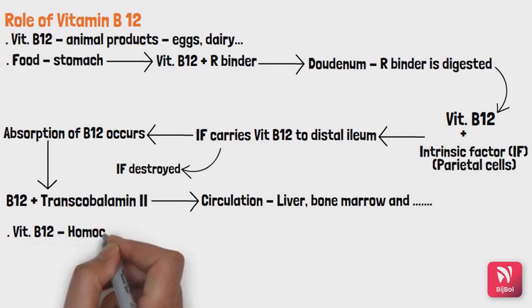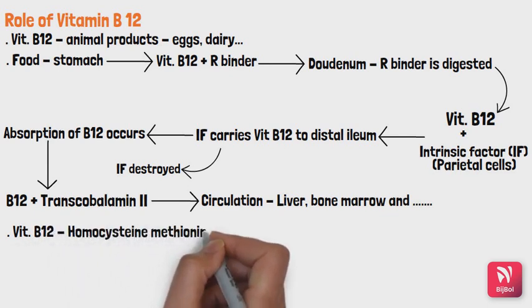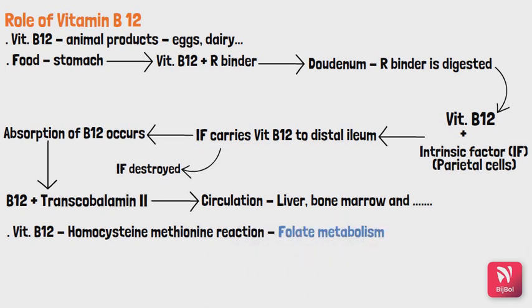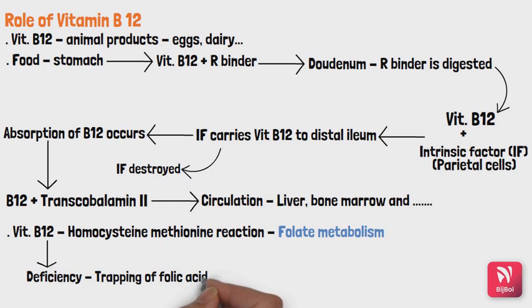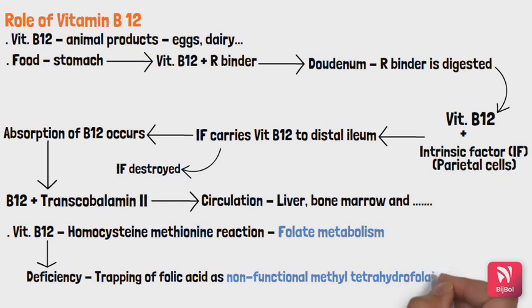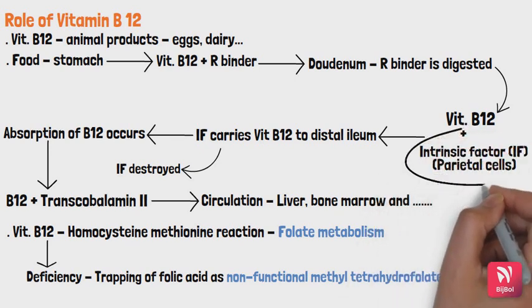But how it helps folate is that it helps in the conversion of homocysteine to methionine, a reaction that helps in folic acid formation. Whenever vitamin B12 is deficient, folic acid gets trapped as non-functional tetrahydrofolate. Tetrahydrofolate, as we know, helps in transfer of one-carbon moieties that helps in synthesis of DNA. If folate is getting trapped because of vitamin B12 deficiency, again there will be a defect in DNA synthesis, resulting in megaloblastic anemia. And previously I told you something about pernicious anemia, right?